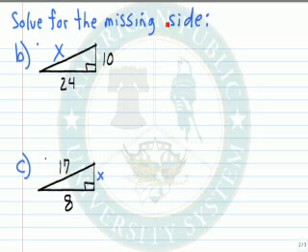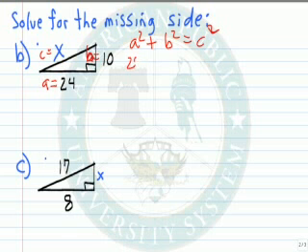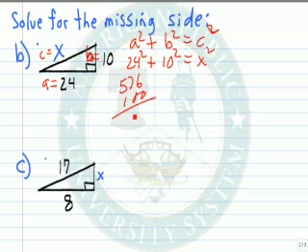Suppose we want to solve for the missing side. Notice in this case, x is the hypotenuse. Again, let's label this leg as 24, this will be B, which is 10, and C will equal x. So we start with our Pythagorean Theorem. We replace A with 24, we replace B with 10, and we're trying to find the value of x. 24 squared is 576, 10 squared is 100, so we have 676 equals x squared.